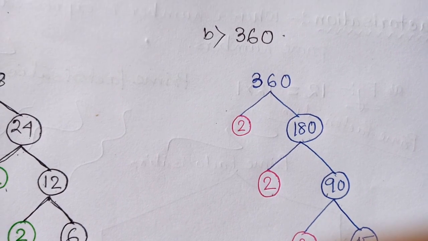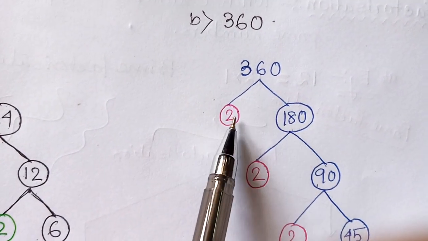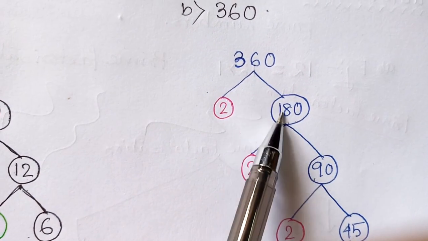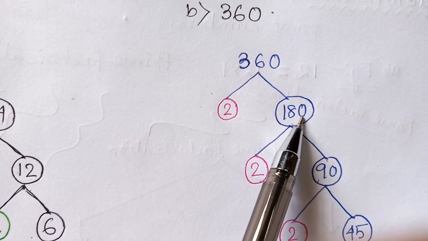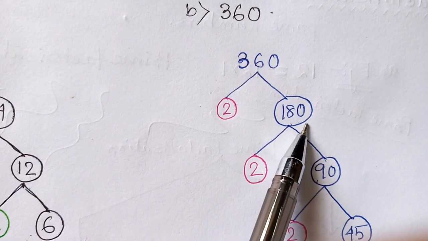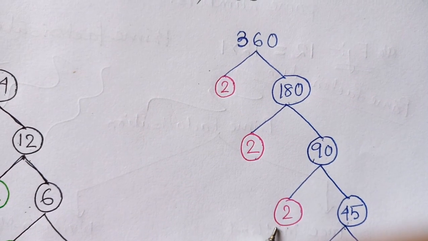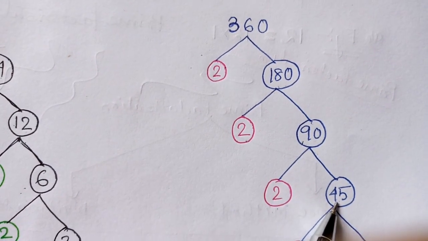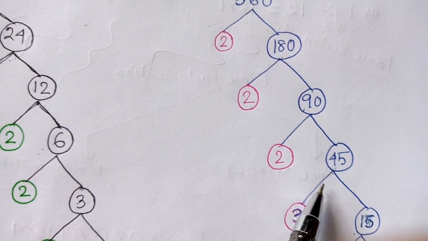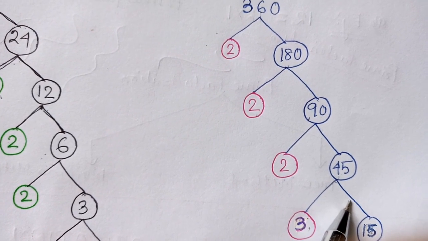So here is another example, that is 360. Now 360 is an even number, so we divide 360 by 2, which is the least prime number. Okay, and we get 180 as a quotient. Now this 180 is again divided by 2 as it is an even number also, and we get 90 as a quotient. Now this 90 is again divided by 2 and we get 45, which is an odd number. Okay, which is divisible by 3, 5, 9, but 9 is not a prime number, it is a composite number.